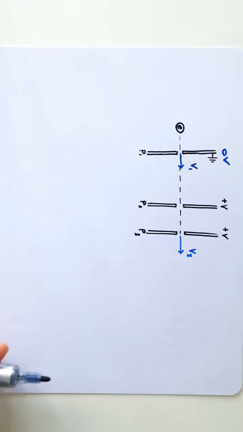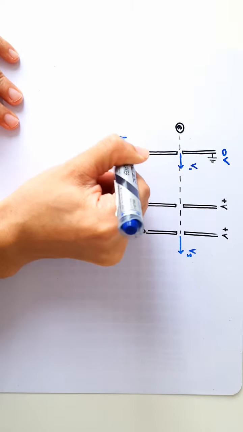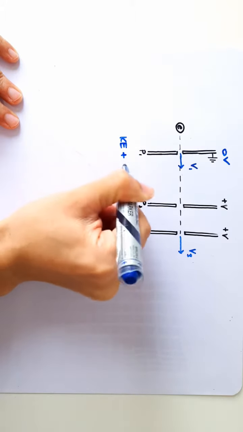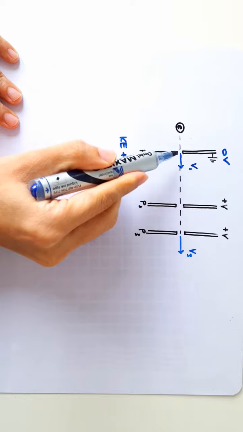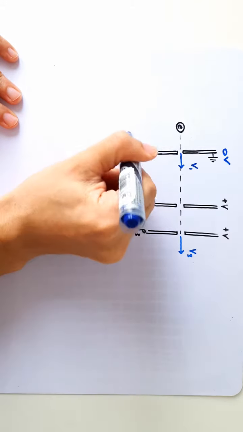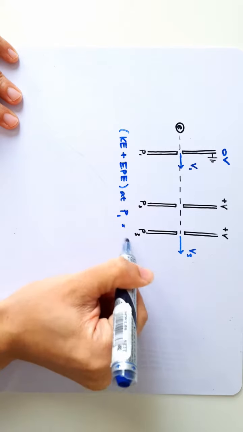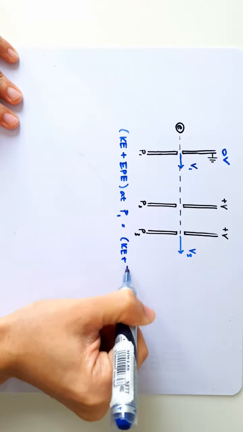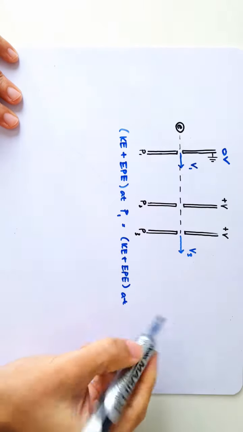We are going to apply the principle of conservation of energy. There are two ways to do it. The first way is to simply state that the KE and the EPE at the beginning, so at P1, should be equal to the KE and the EPE of the electron when it's at P3.